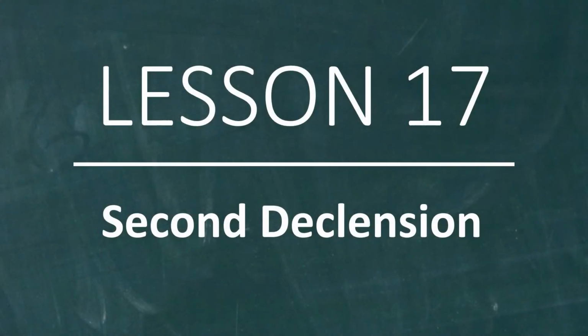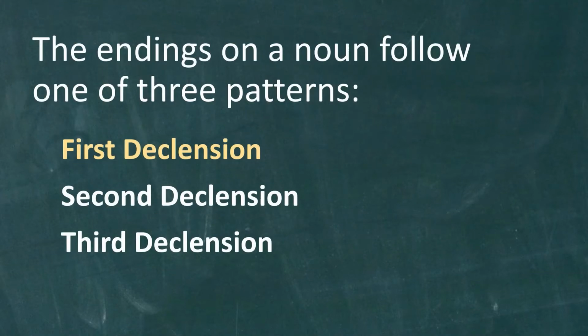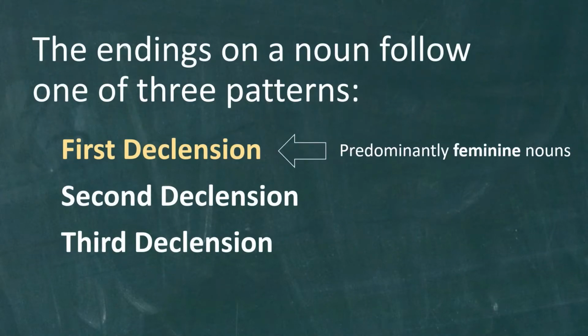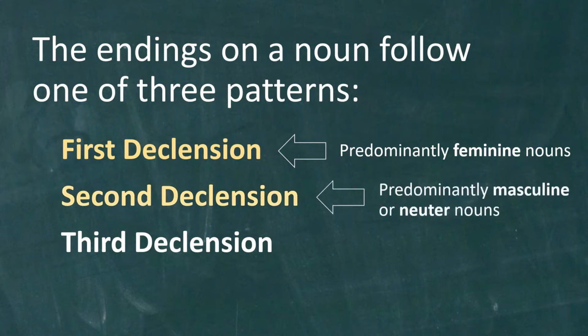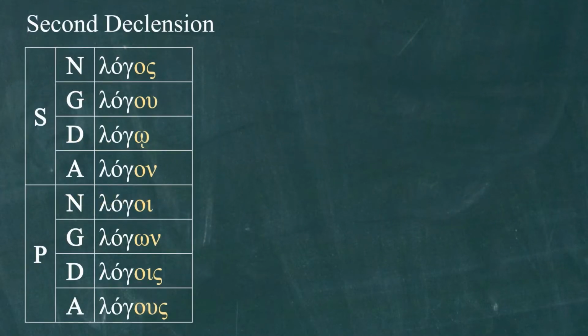In Lesson 11, we introduced the first declension, and in this lesson, we will introduce the second declension. Recall that first declension nouns are typically feminine. Second declension nouns, on the other hand, are typically masculine or neuter. Here is an example of a masculine noun with second declension endings, logos.